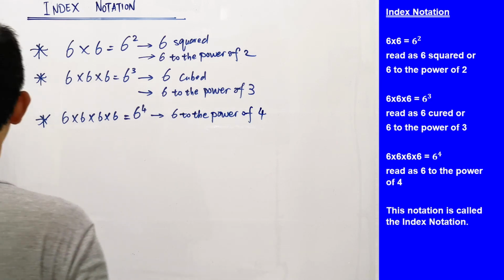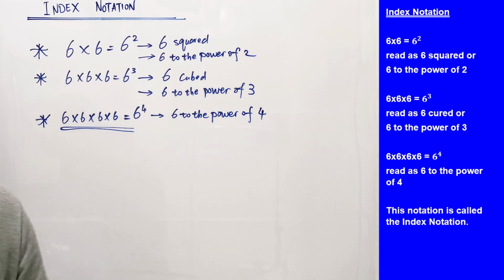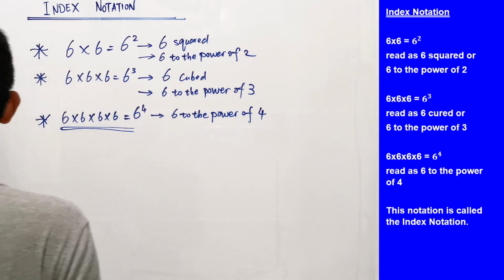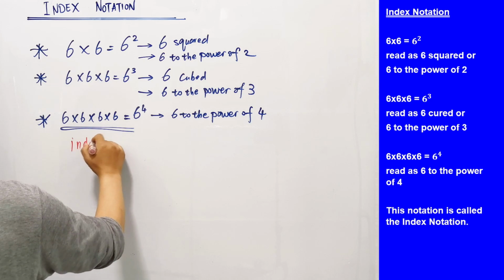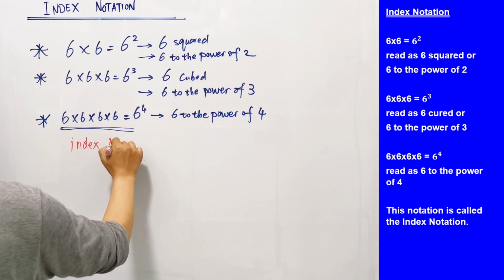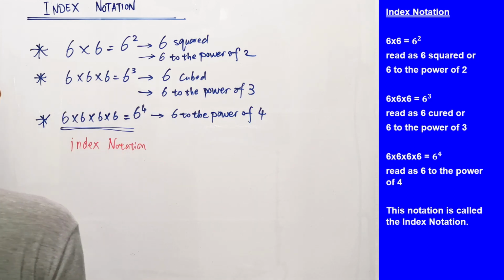So in this case, this notation, we give it a name. We call that an index notation. In this notation, the number at the level is called the base. The number on the top right hand corner is called the index.